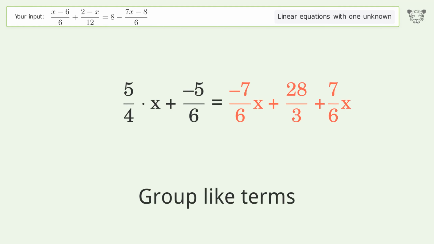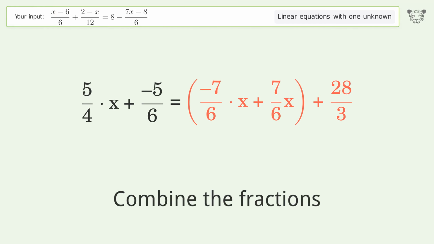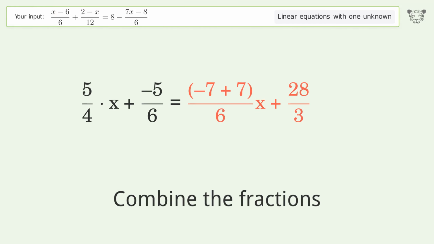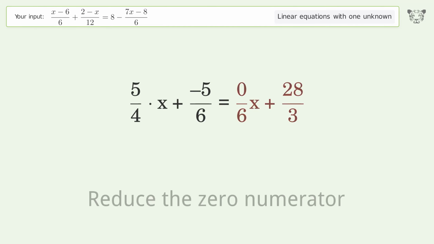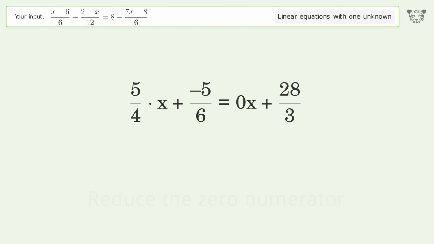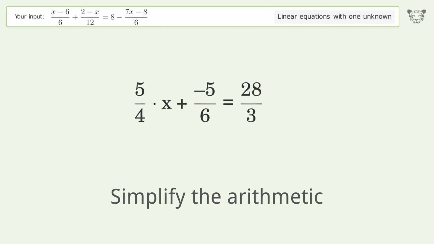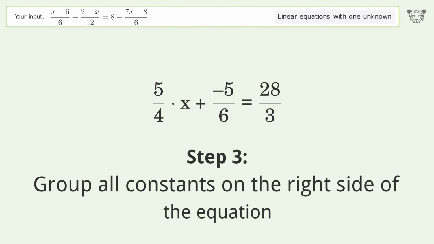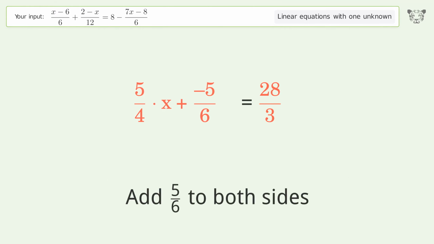Group like terms. Combine the fractions. Combine the numerators. Reduce the zero numerator. Simplify the arithmetic. Group all constants on the right side of the equation. Add 5/6 to both sides.